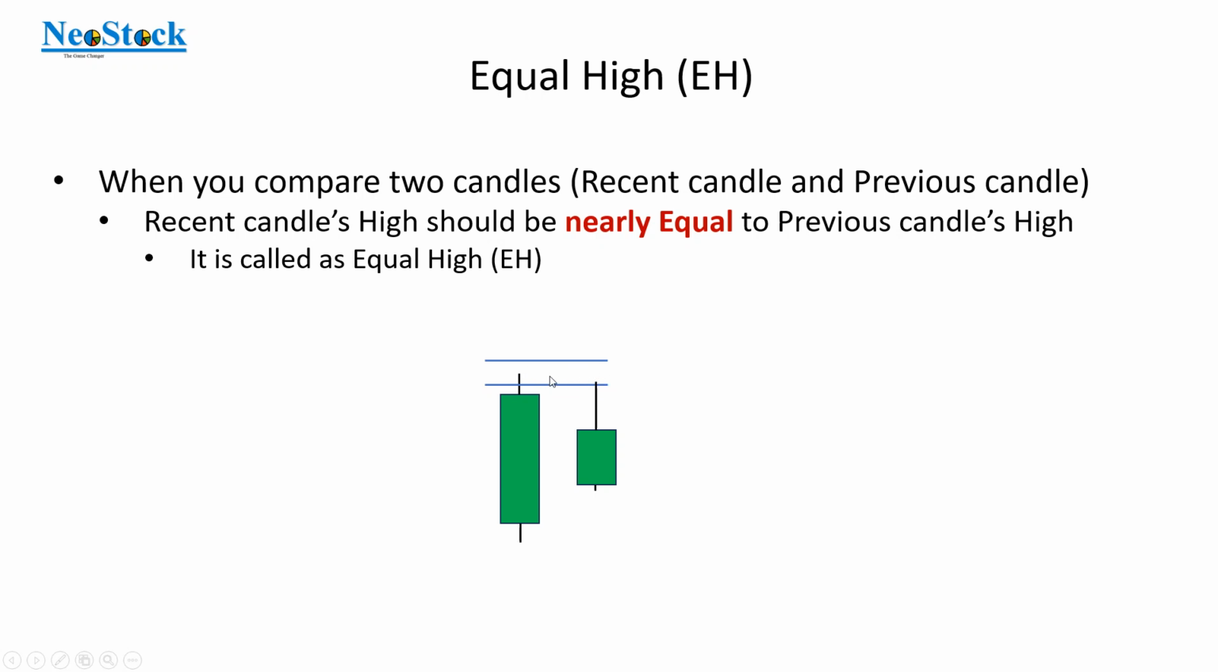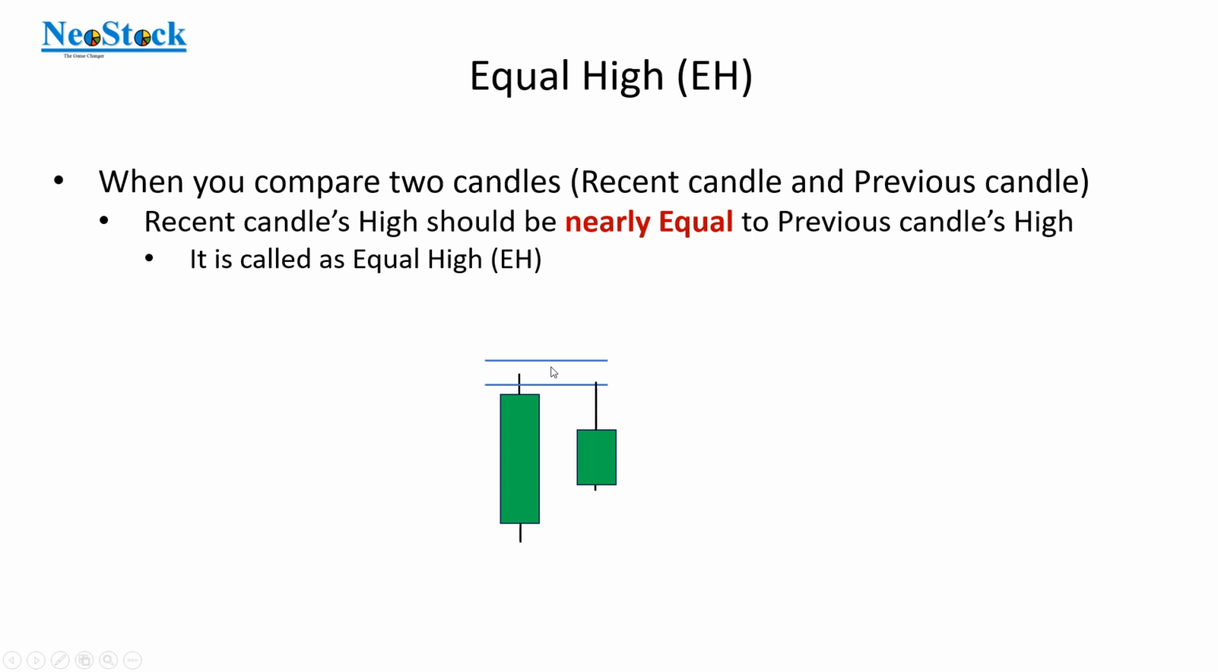So what is this buffer? A buffer is a small area above the high of this candle and below the high of this candle. A small price area just above the high of the candle and below the high of this candle. And this small price area is called a buffer. Okay, why do we introduce this buffer?